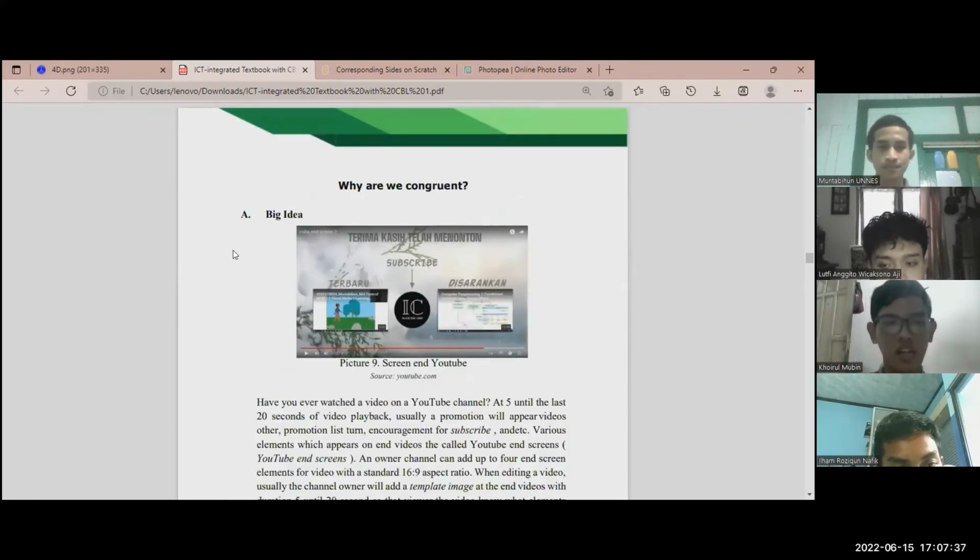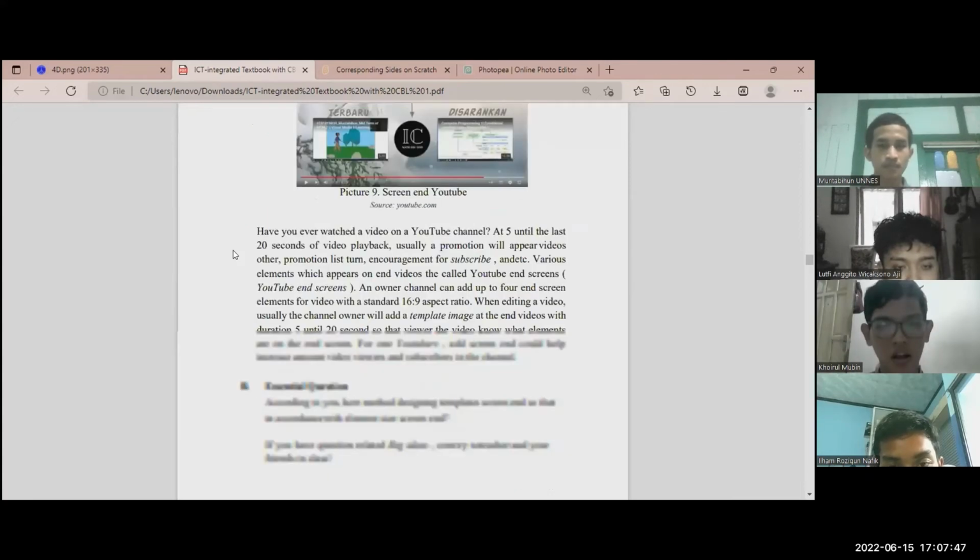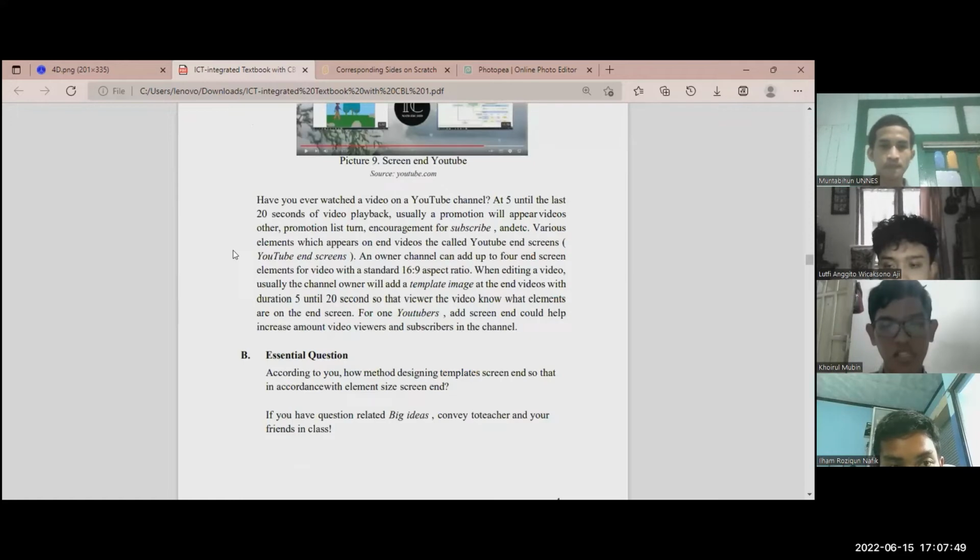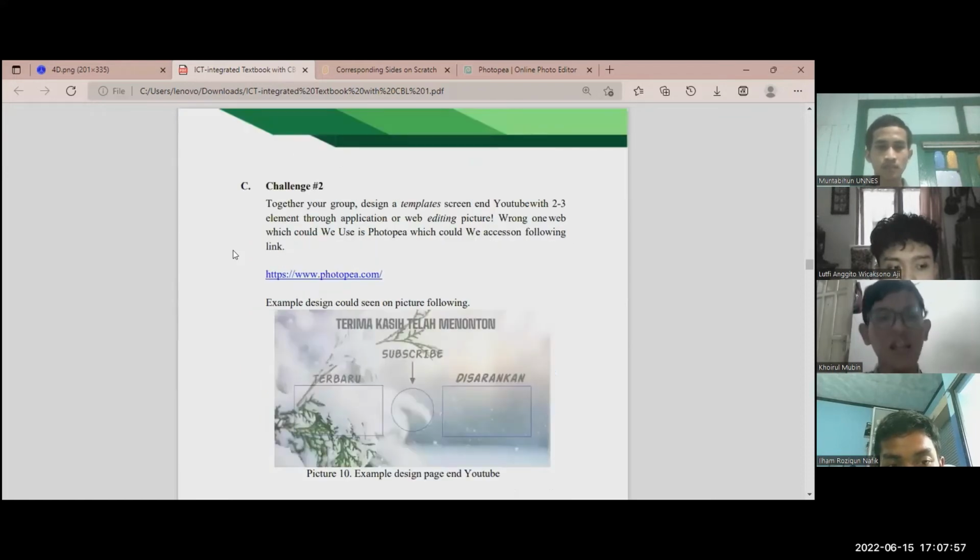First, we provide the big idea about some realistic problems, such as the pickup problem, and then we have the essential questions, which are questions about the big idea. Students are then challenged with a realistic problem or some challenge, so students should do some activities. The first ICT integration is Photopea.